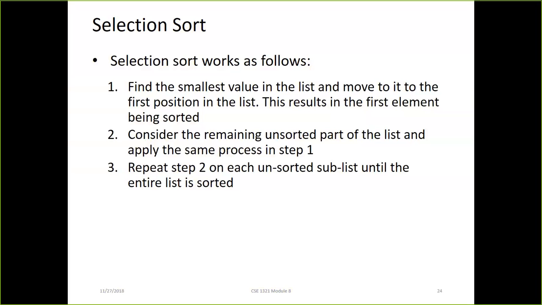Consider the remaining unsorted part of the list and apply the same process as in step 1. Actually, step 1 we need to repeat. So step 3 is: repeat step 2 on each unsorted sublist until the entire list is sorted. Let us see this with an example.